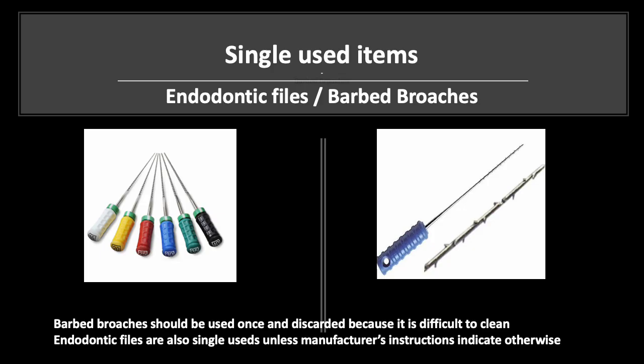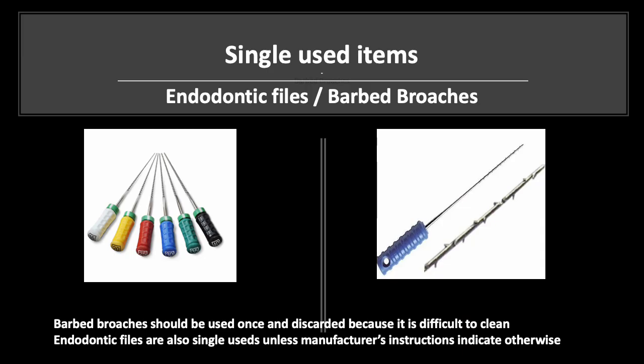Continue on the same subject, the single-used items, we're going to talk about the barbed broach, that we use to extirpate the pulp, and the endodontic file, that we use to shape the canals. So the barbed broach, because they are very difficult to clean, even if we use the ultrasonic cleaner, we discard it after one time. So it's a single-used item.